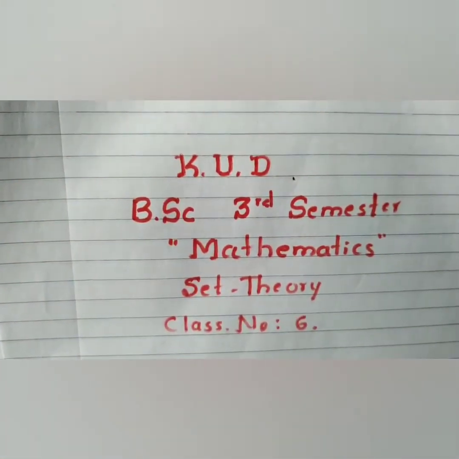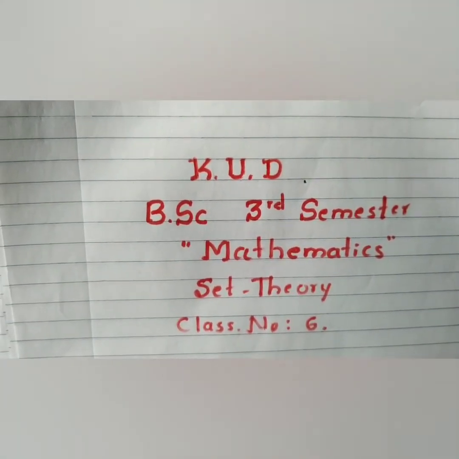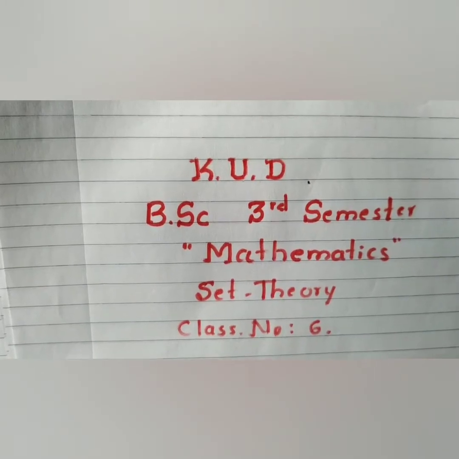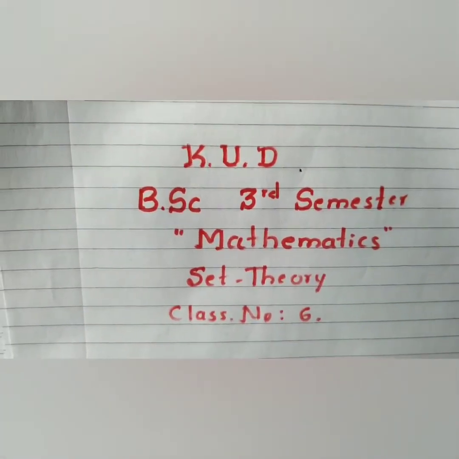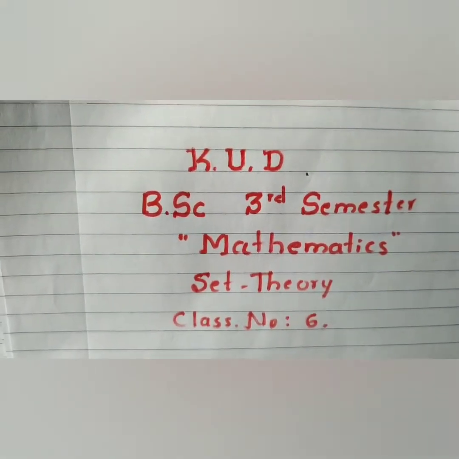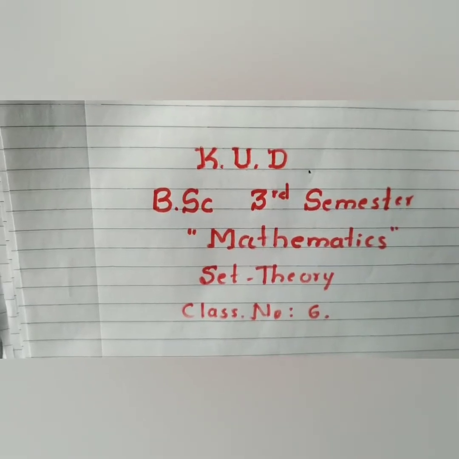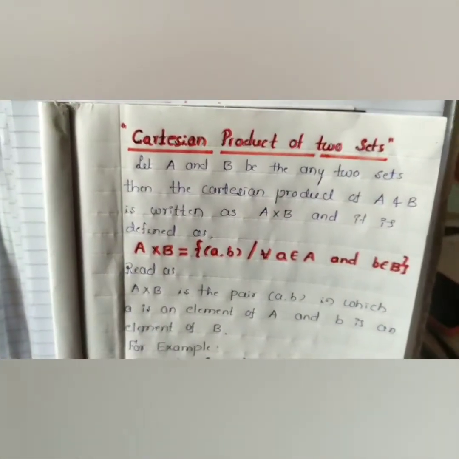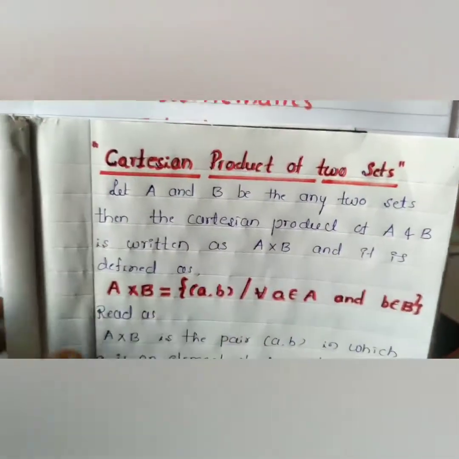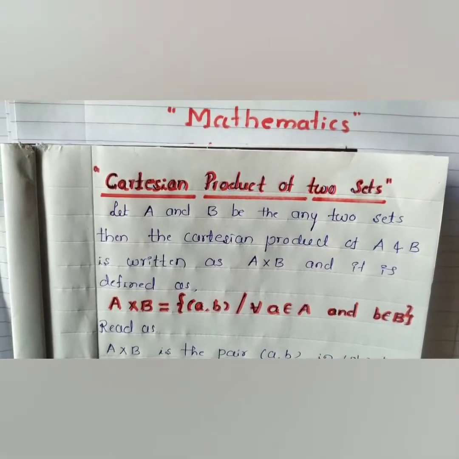Already we did 5 classes about set theory, starting from the definition of a set, types of sets, laws on sets, operations on sets, and suitable examples, and wherever needed the proof of the theorems also. In class number 6, we will go for the Cartesian product of two sets.